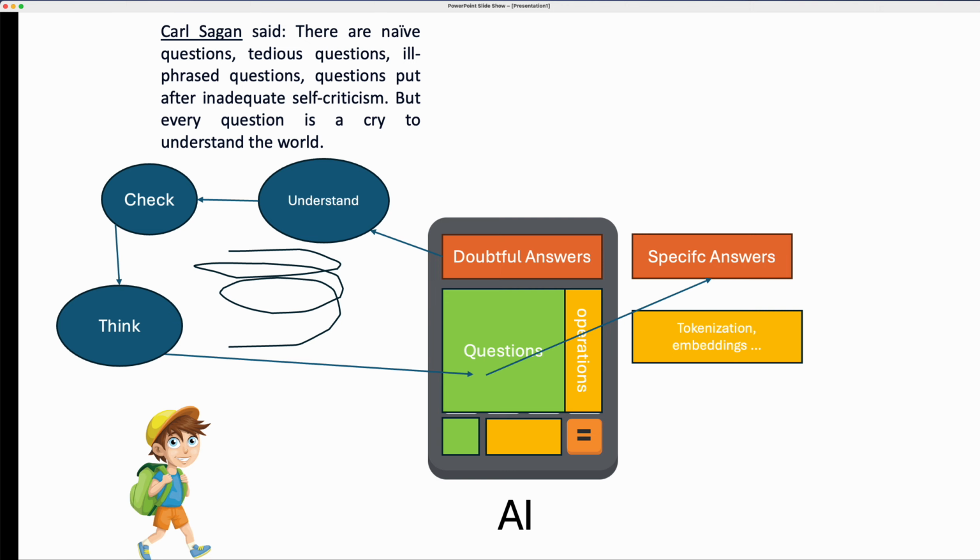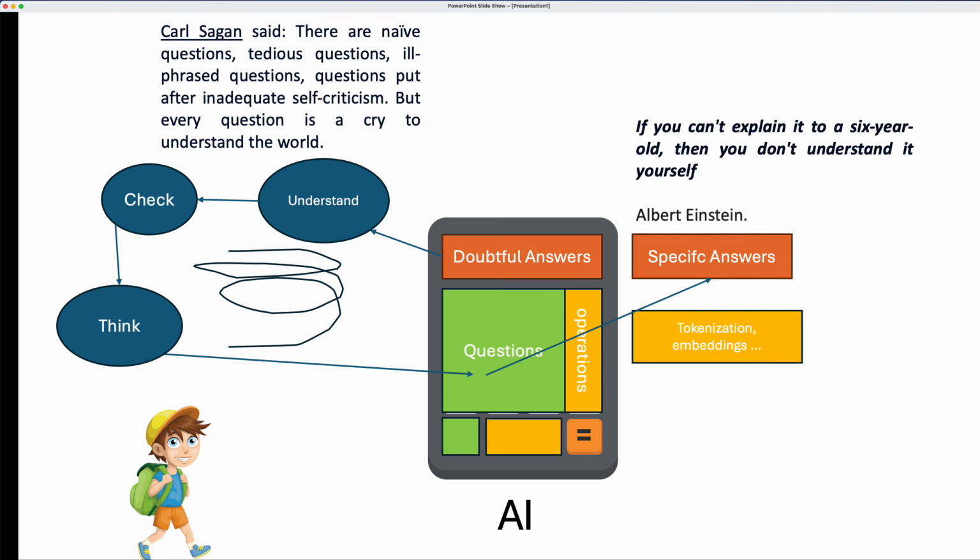And this deep knowledge can allow us to explain anything to anyone, not necessarily from a technical point of view. It could be from an abstract point of view, as Einstein said. If we don't understand something, we will not be able to explain it. But if we understand something, we will be able to explain it even to a 6-year-old kid.